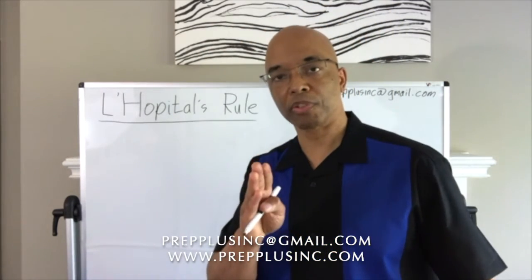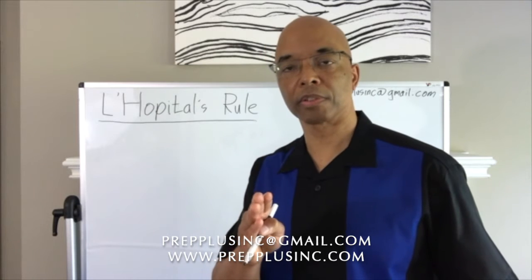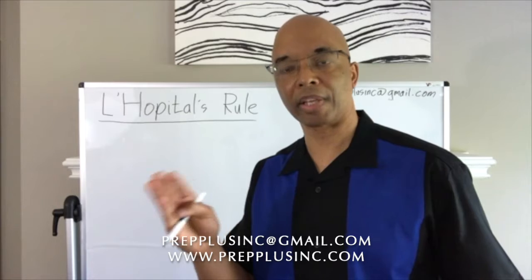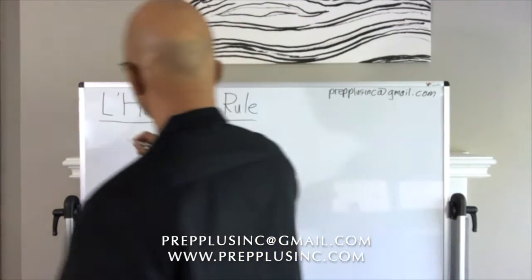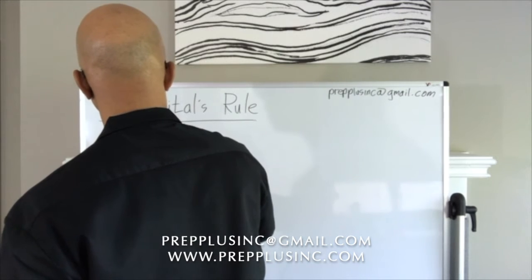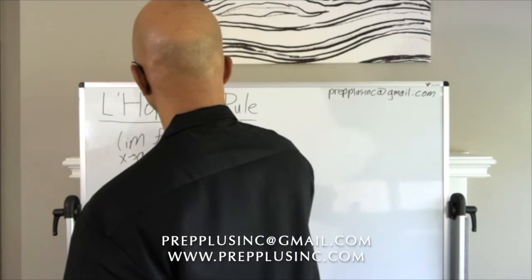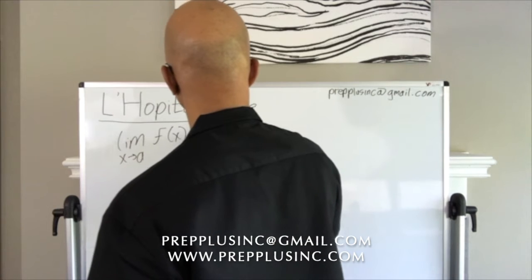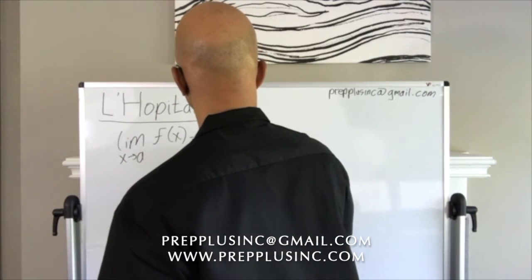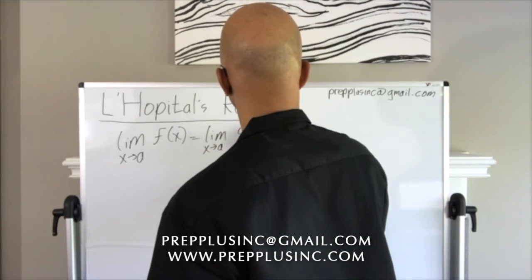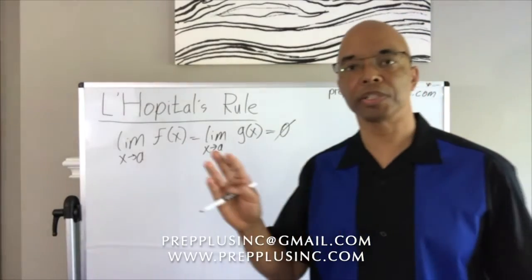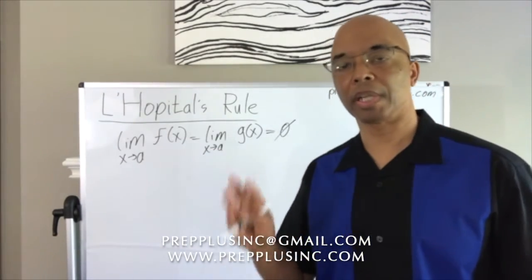First of all, let's say you have two functions, f of x and g of x, and they both have the same limit as x goes to some constant a, and that limit is 0. The limit as x goes to a of f of x is the same as the limit as x goes to a of g of x, and the limit is 0. So both f and g have a common limit, and that's 0.